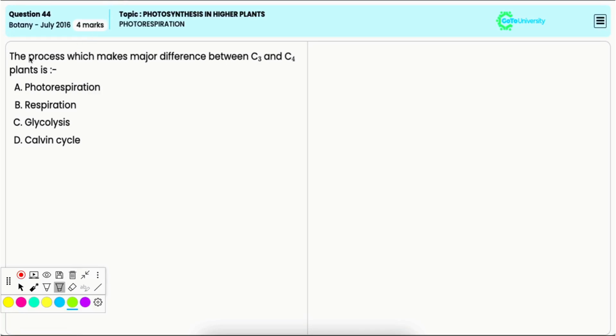In this question, you have to identify the process which makes major difference between C3 and C4 plants.